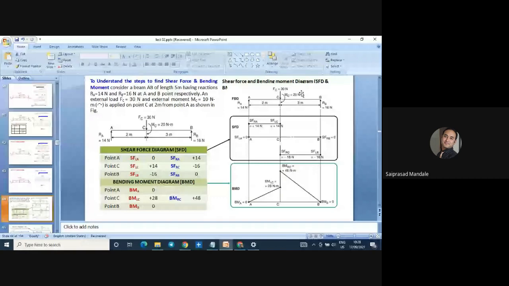And if you wish to draw the bending moment diagram, there are only inclined lines. So A is 0, B is 0, left of C is 28, so it is 28. Then right of C it is 48, so we have written 48, and then 0. So only inclined lines. Clear?